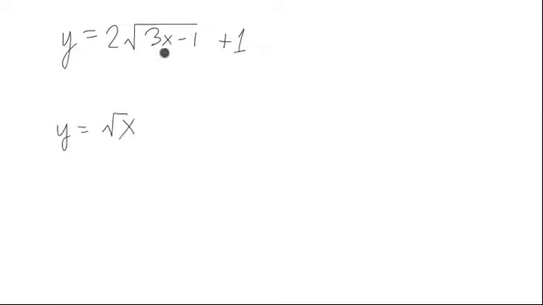Let's look at a function written with y as the output is equal to 2 times the square root of 3x minus 1. Then we have a plus 1 here. This looks a lot like y equals square root of x, but some changes have been made algebraically. We're going to investigate what happens geometrically as well in the change.